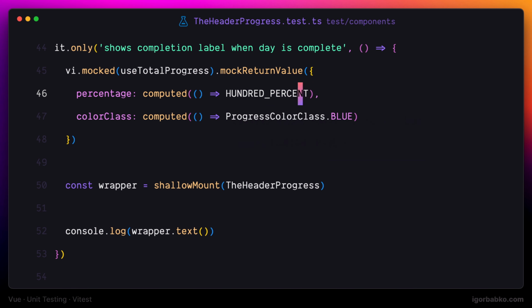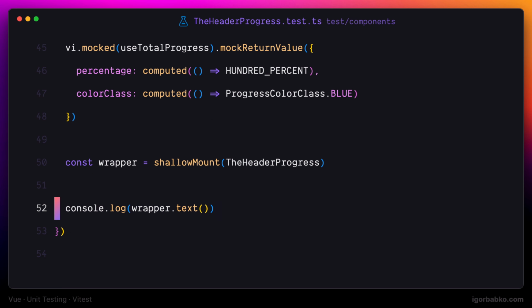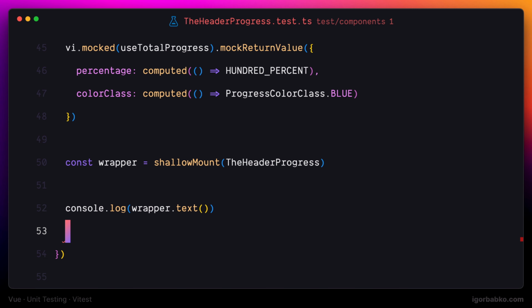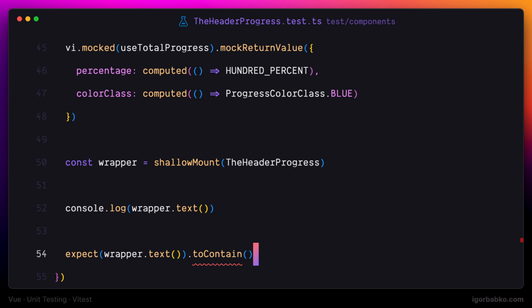So now if we check one more time the text content of the rendered component, this time instead of seeing the percentage value, we're going to see the complete label, just like we expect. So now we can get to writing expectations. In the first expectation, we're basically going to check that the text content of the component will contain the following label, day complete, and we're doing so by calling the method toContain.